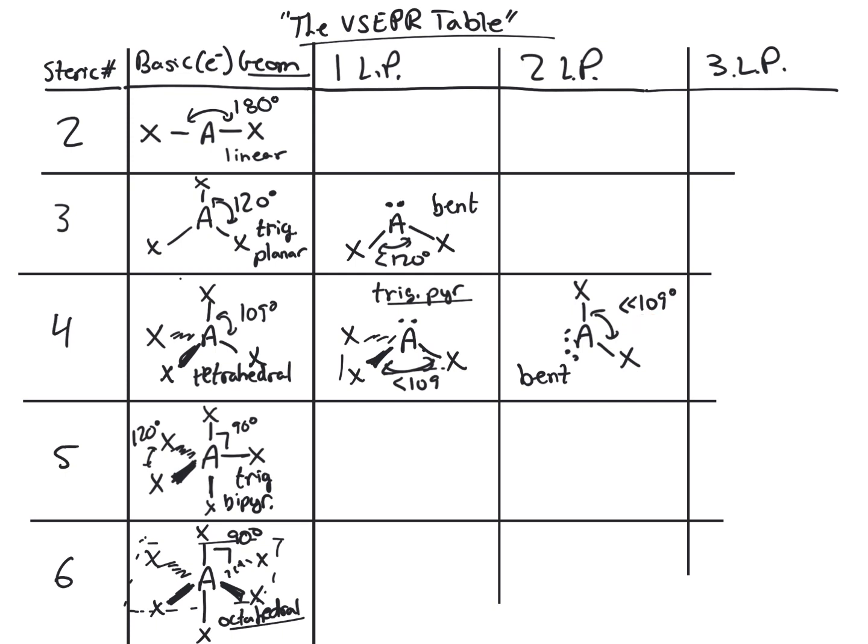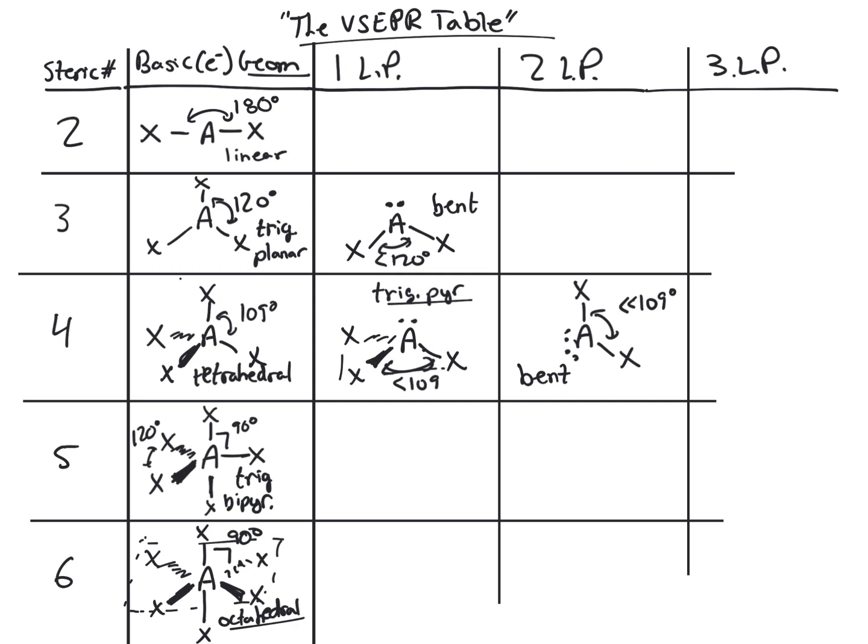These are the really common shapes that you see all over in all areas of chemistry: these normal 2, 3, 4 steric number shapes, bent, trigonal pyramidal, tetrahedral, trigonal planar, linear. Very, very common.